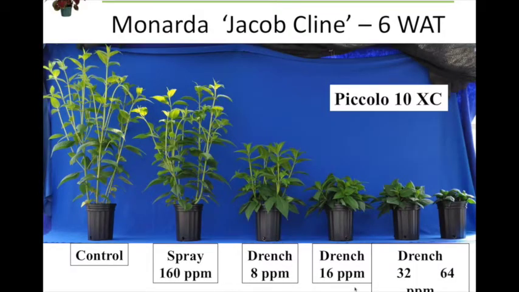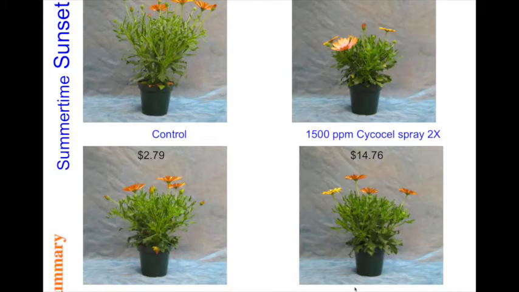So drenches have some activity. Here are actually the plants a little later, 6 weeks, so you can see that the 8 part per million drench held back that plant. It's nice and compact, whereas the other rates were a little on the excessive side.